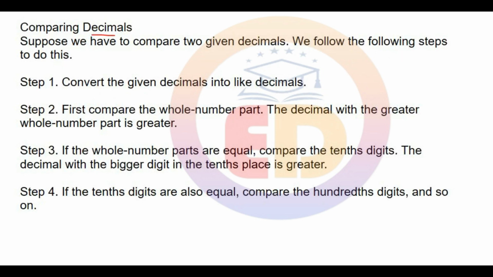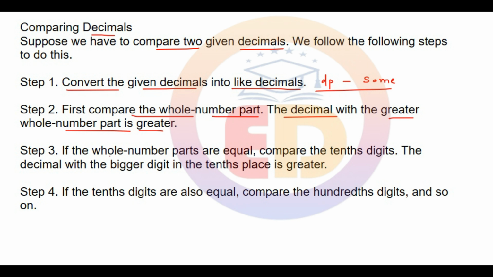Comparing decimals. Suppose we have to compare two decimal numbers. Then what are the steps? In the first step, we have to convert the given decimal numbers into like decimals, which means we have to make the decimal places the same. Next step, first we compare the whole number part. The decimal with the greater whole number part will be greater.